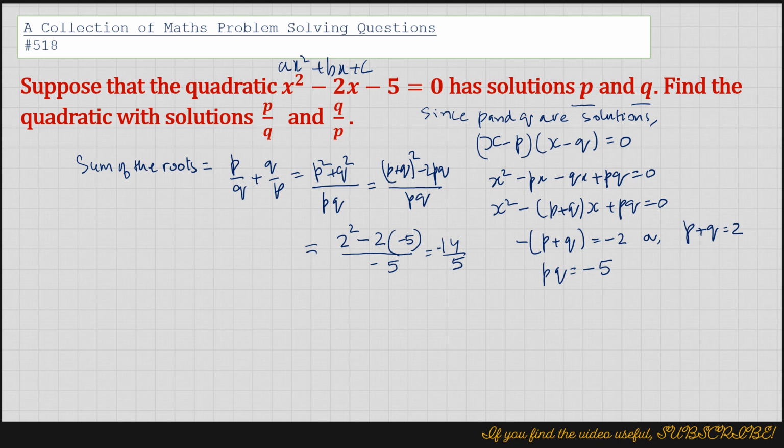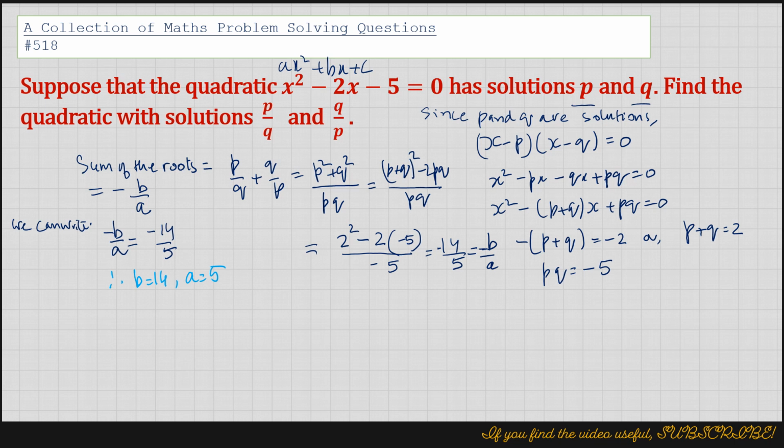Now we know the sum of the roots equals minus b out of a. So we can write minus b out of a equals minus 14 out of 5. Therefore, b is 14 and a is 5.